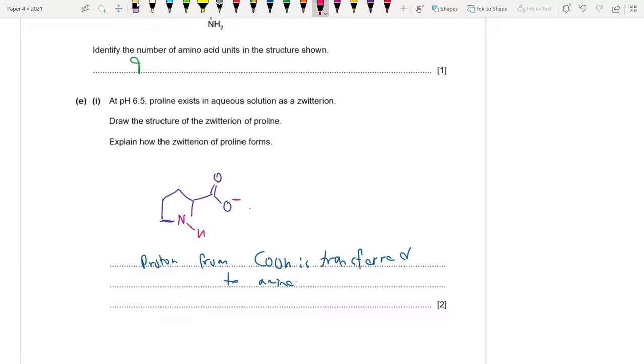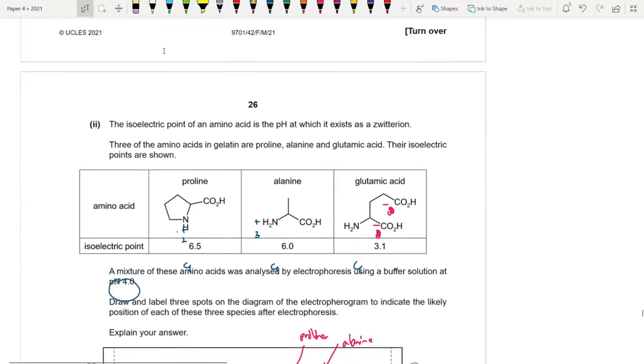a lone pair, right? As a result, using that lone pair, it can actually accept that proton, and it gets a positive charge because it accepted a proton. So the proton from COH is transferred to the amine. All right, the proton or H plus from COH from carboxylic acid is transferred to amine. That's it. Moving on to 2.